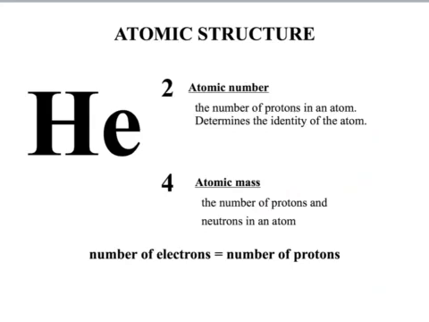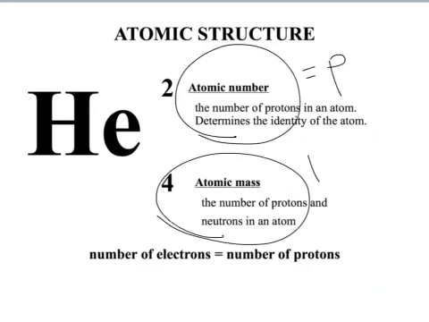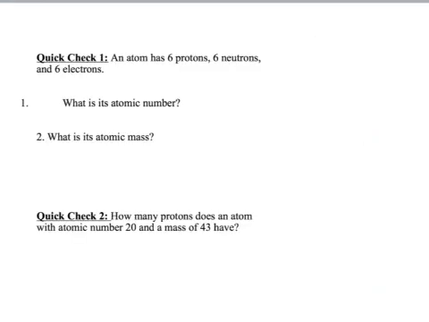If I went too fast on the last part, then please pause and take notes. Again, atomic number is equal to the amount of protons an atom has. Atomic mass is the protons plus neutrons in an atom. Let's do some quick checks. Pause this video and answer these questions on your own.